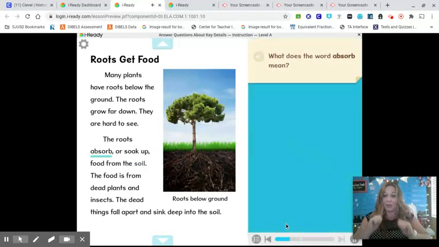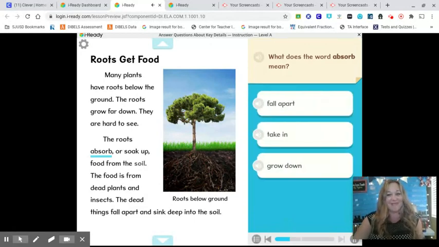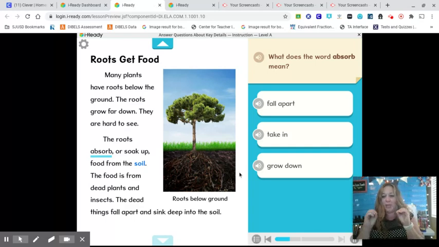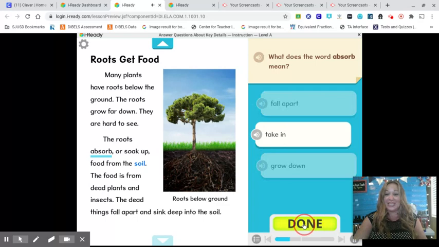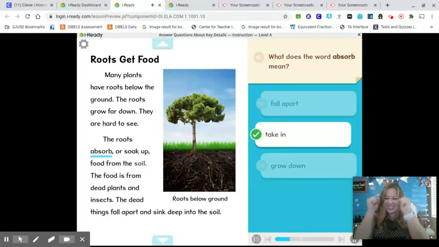Let's stop. Let's monitor our reading. What does the word absorb mean? Okay, so it tells us soak up. So now, what closely means the same as soak up? Does it mean fall apart, take in, or grow down? Hold up fingers, fall apart, take in, or grow down. Which one do you think it means? Yes! That's it! Great job!